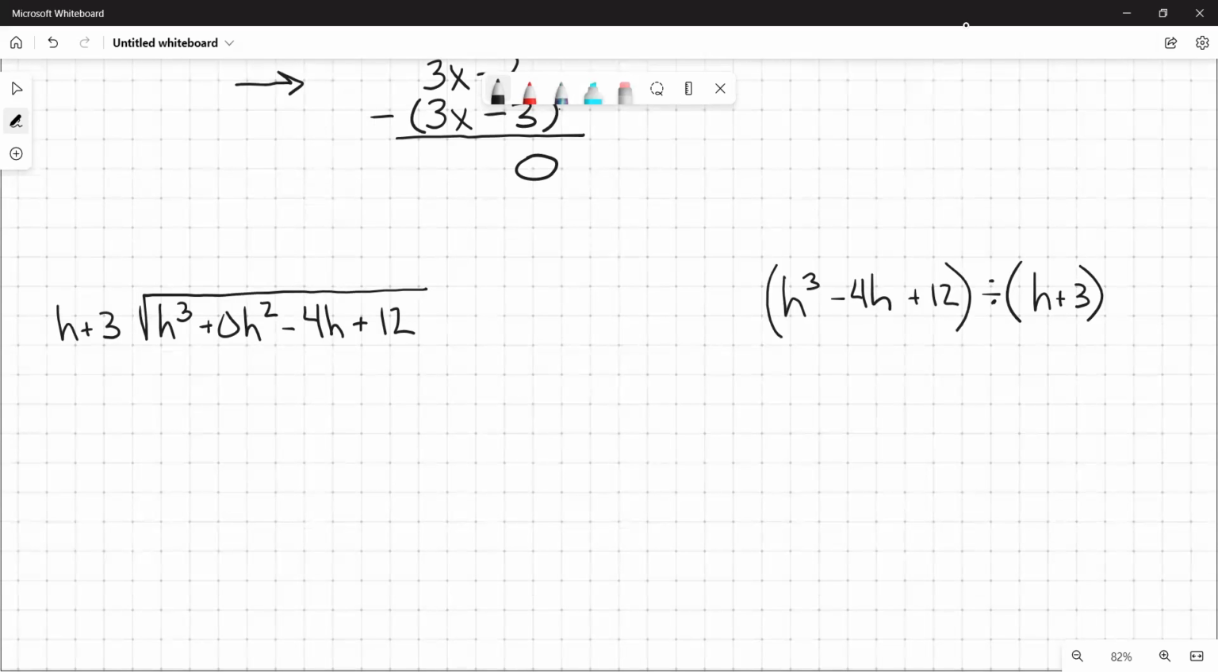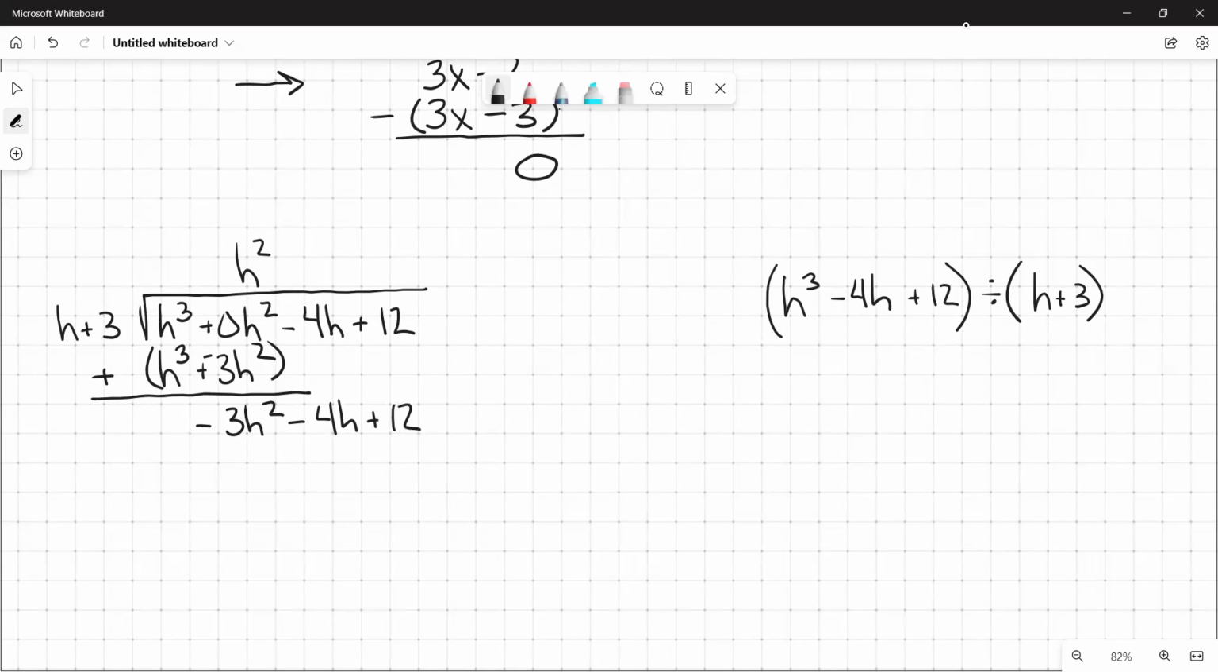All right, so h into h to the third goes h squared. H squared times h is h to the third, and h squared times 3 is positive 3h squared. We're going to subtract. H to the third minus h to the third, 0, 0h squared plus negative 3h squared is negative 3h squared, minus the 4h plus the 12 that we're bringing down.